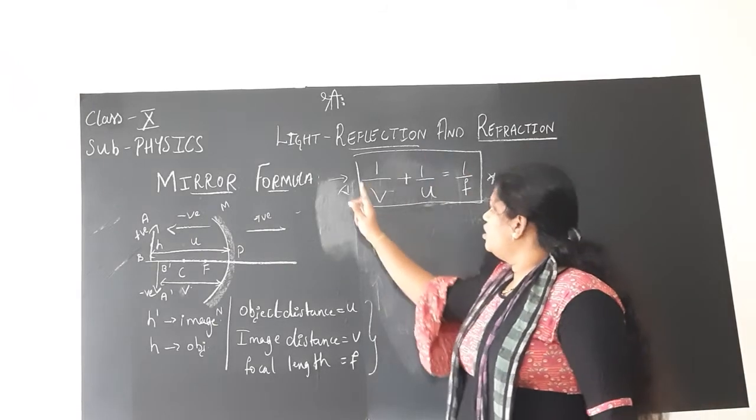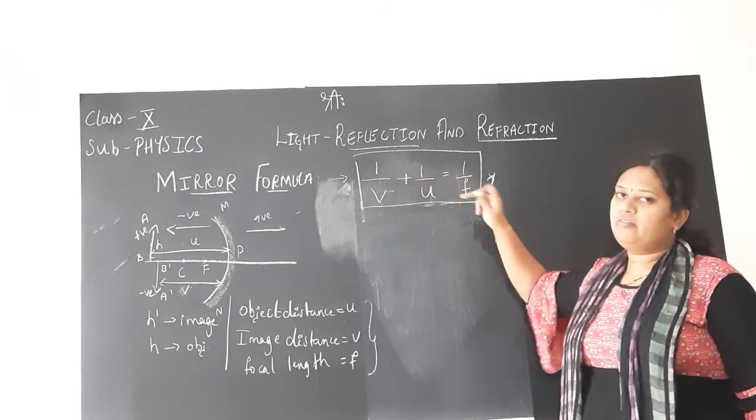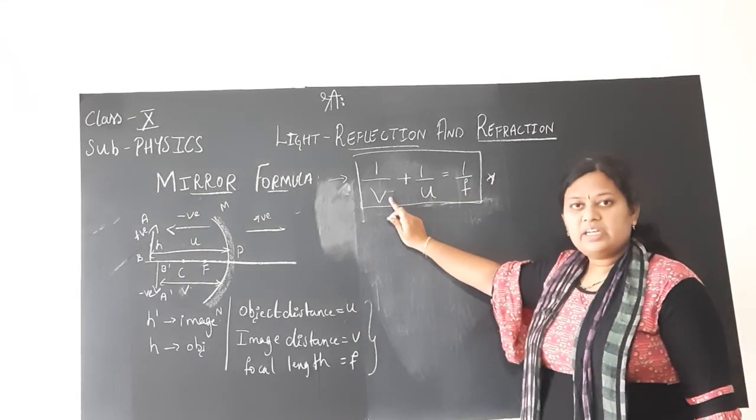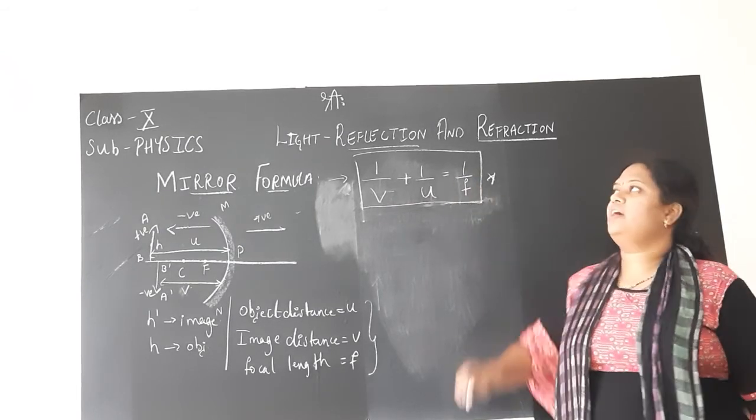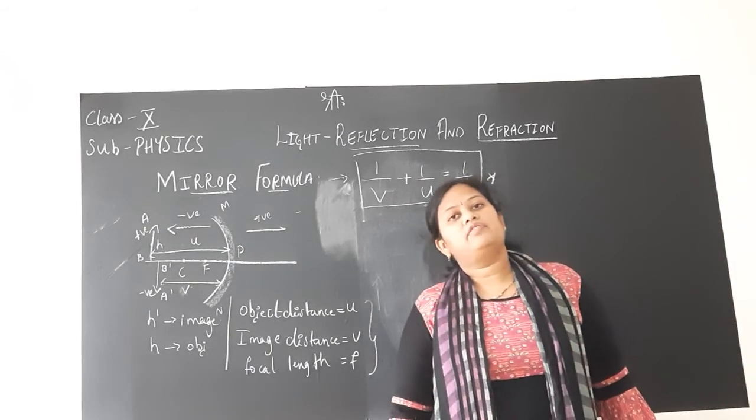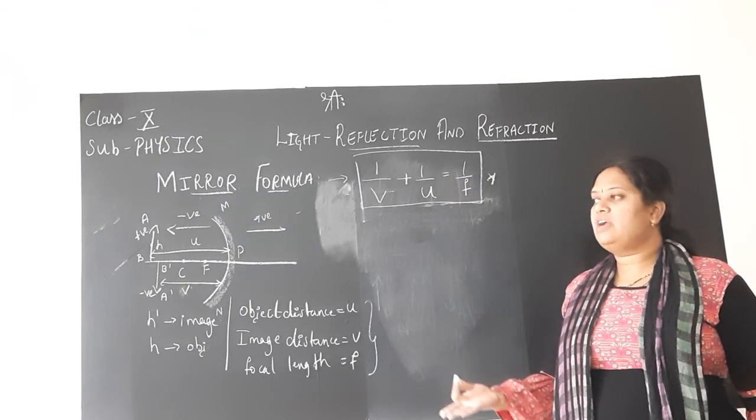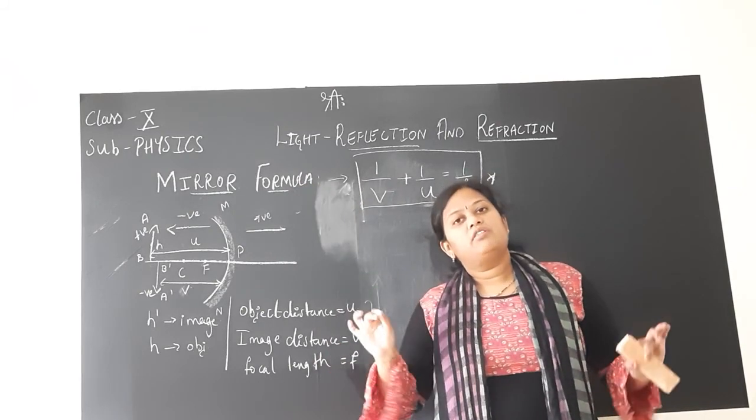Hope you all know what are all the terms written here. 1 by, 1 by, 1 by, everywhere in the denominator only you have terms, children. v represents the image distance, u represents the object distance, and small letter f represents the focal length of the mirror. The relationship between the object distance, image distance and focal length of the mirror gives the formula called the mirror formula.